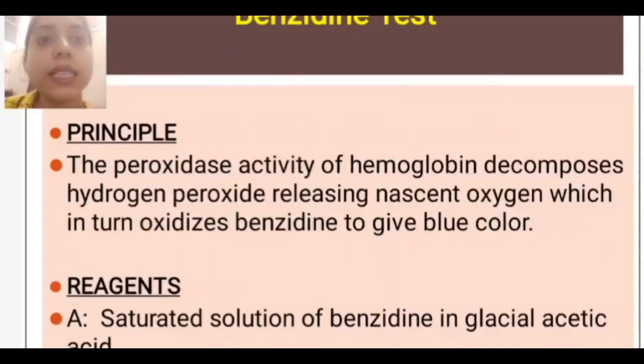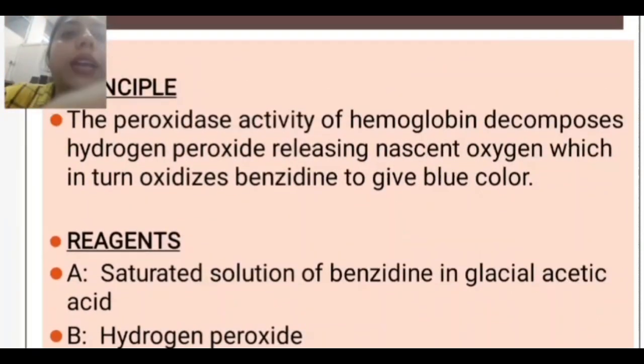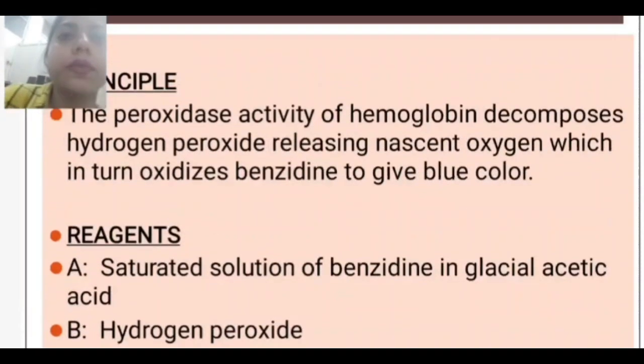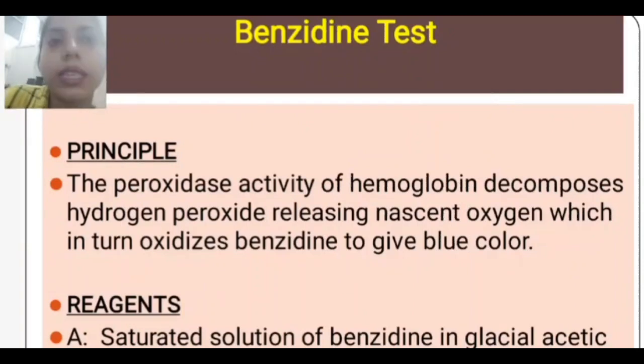In the benzidine test we are using 2 types of reagents. First one is a saturated solution of benzidine in glacial acetic acid. That means we have to take benzidine in glacial acetic acid and mix it very well, and then we need hydrogen peroxide. With the help of hydrogen peroxide, the hemoglobin starts its peroxidase activity.